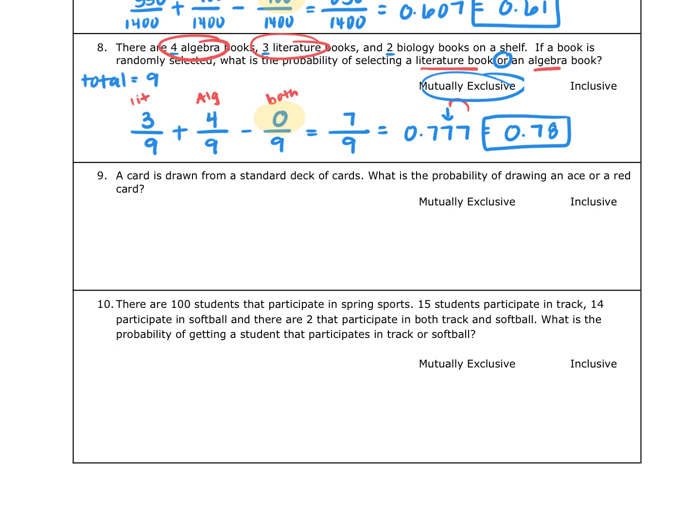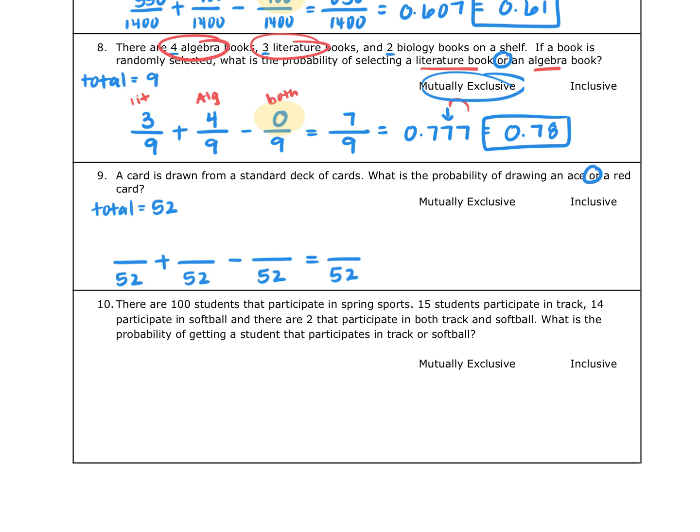Number 9, a card is drawn from a standard deck of cards. What is the probability of drawing an ace or a red card? So on these ones, we got to think about our total. So if we have a standard deck of cards, our total is always 52. There are 52 cards in a deck. Okay, so I'm going to have this plus this minus this equals this. And 52 is going to be the bottom number.